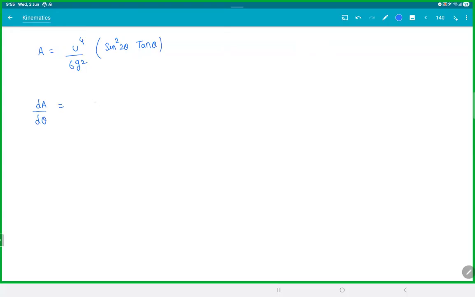So, let's differentiate this guy. U power 4 by 6g square. Product rule. Sine square 2 theta, differentiate tan theta. Tan theta, differentiate sine square 2 theta. We have only one answer so far. Rest of you didn't get it. Yukti, how did you even get u in the answer? This is equal to 0. So this term is useless, isn't it?